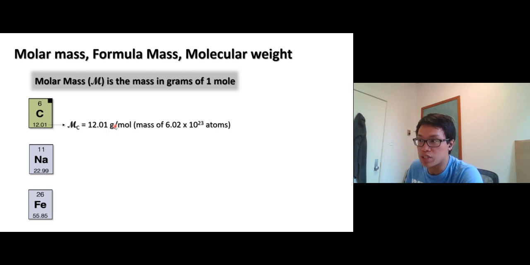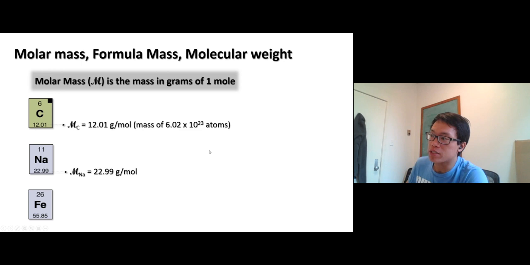That's the molar mass, which is the mass of 1 mole of carbon, a mass of 6.02 times 10 to the 23rd atoms. Now, the mass of 6.02 times 10 to the 23rd atoms of sodium is 22.99 grams per mole. It's the atomic weight, basically. If you look at the periodic table, 1 mole of iron atoms, or 6.02 times 10 to the 23rd atoms of iron, is about 55.85 grams per mole. So it's just by definition.